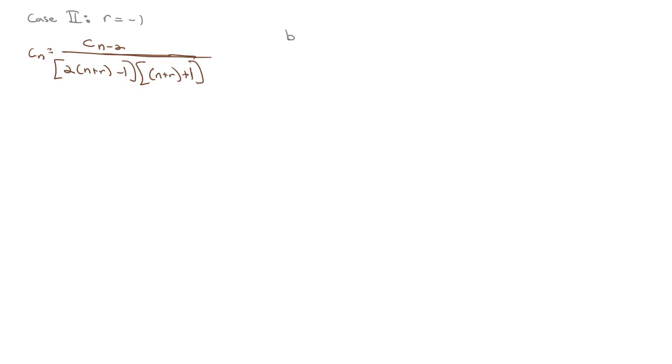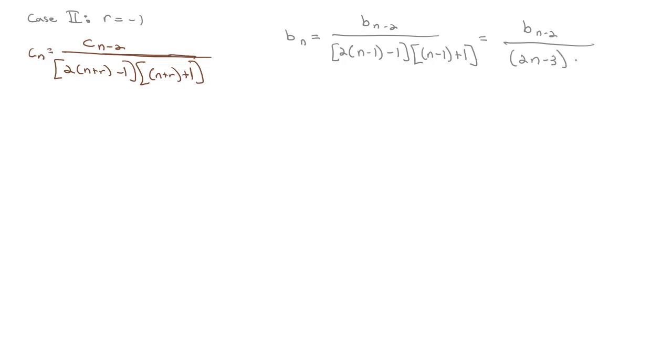So we can call this now our b sub n, because we're dealing with a different r, we're going to have a different constant, is equal to b sub n minus 2 over 2 times n plus r, which is negative 1, minus 1, times n plus r, which is negative 1, plus r, or plus 1. Simplifying that, we get b sub n minus 2 over 2n minus 3. And then the minus 1 plus 1 subtract out to 0, so we're just times n. And in much the same way, we're going to run through and find a pattern for the b sub n's.